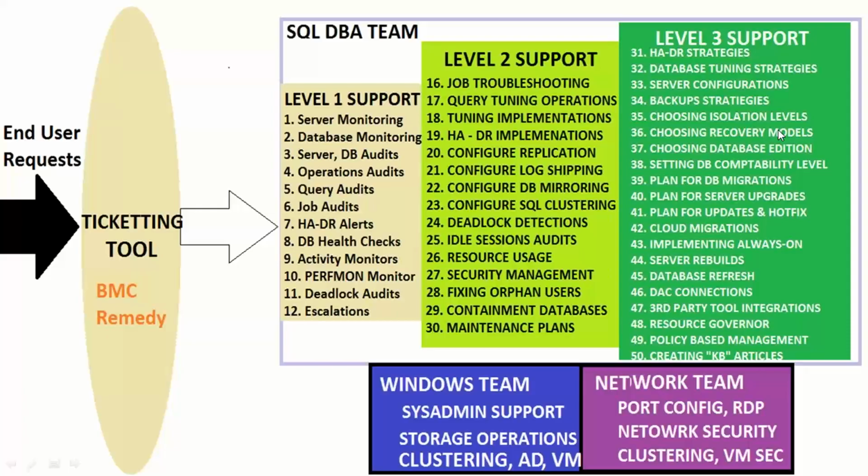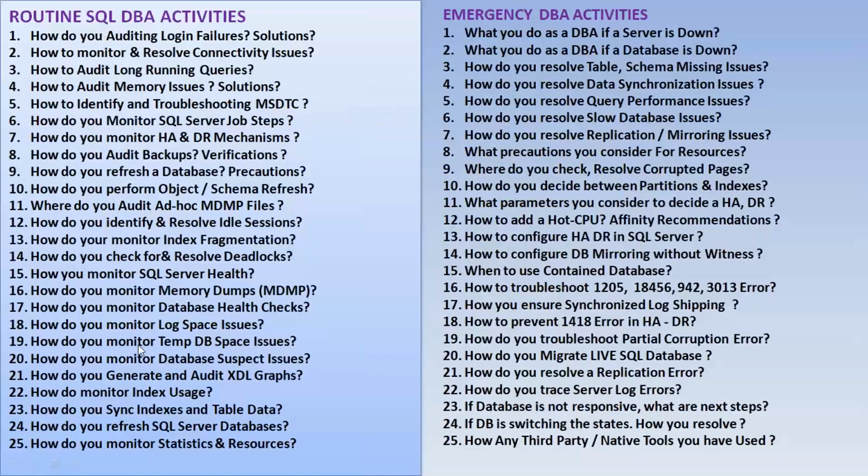A DBA would be involved in routine DBA activities. All these 1 to 25 are usually L1 in general, and L1 SME, we call subject matter expert, SME. Emergency DBA activities are usually for L2, level 2 and level 3. What do you do if a database is down? What do you do if a server is down? What do I do if my data is missing? Or what if some data is mismatching?